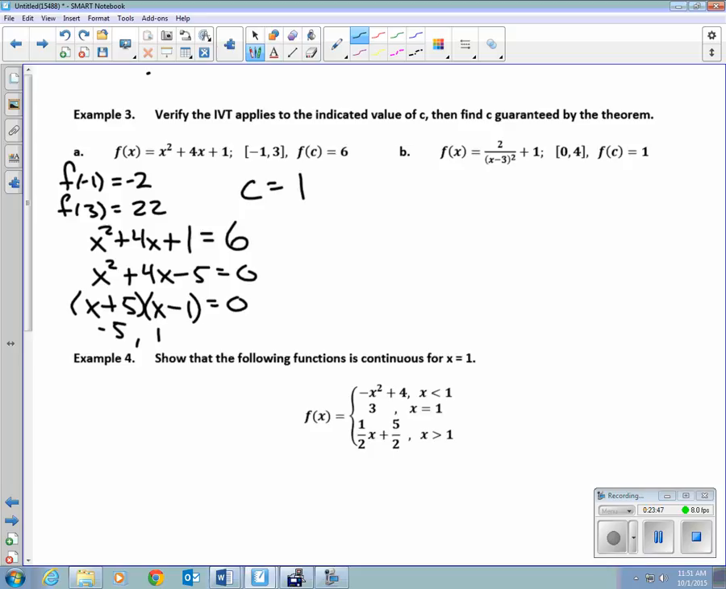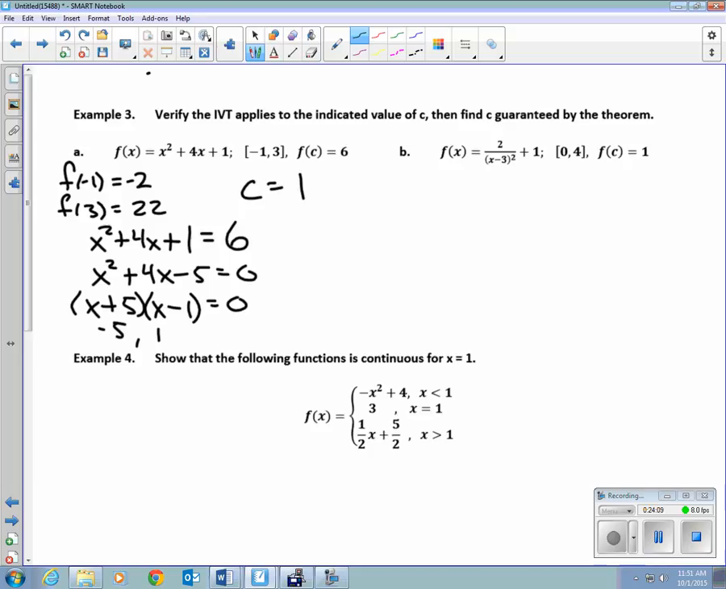Okay, look at B. Does the intermediate value theorem apply here? Is the function continuous? Where is it discontinuous at? Is 3 in that interval? So therefore, the intermediate value theorem does not have to apply to this situation. If you have a discontinuity within that interval, we would say intermediate value theorem does not apply.